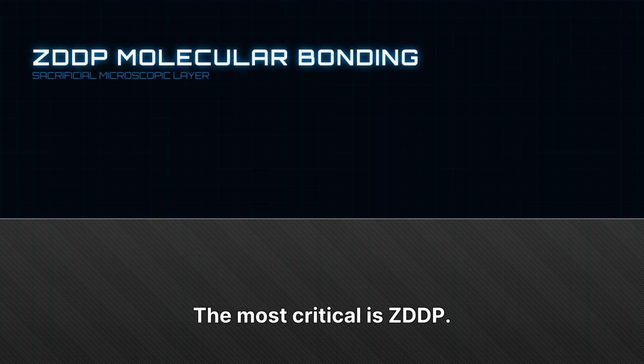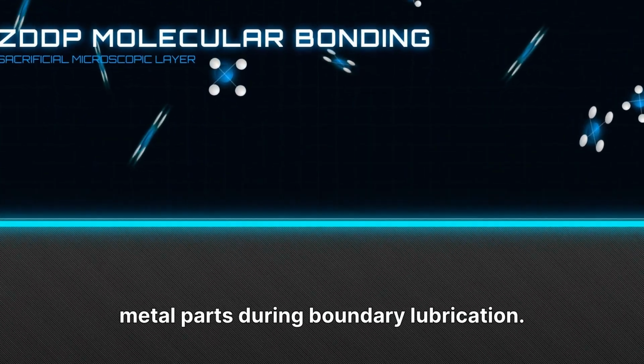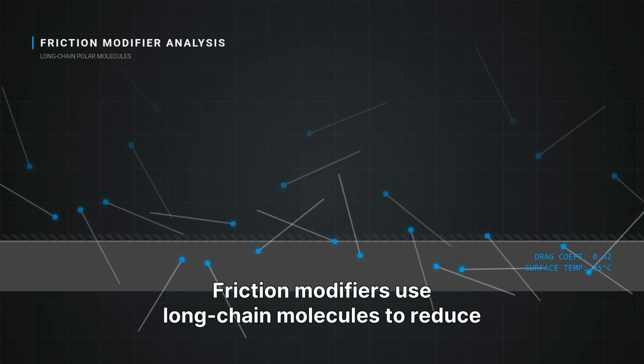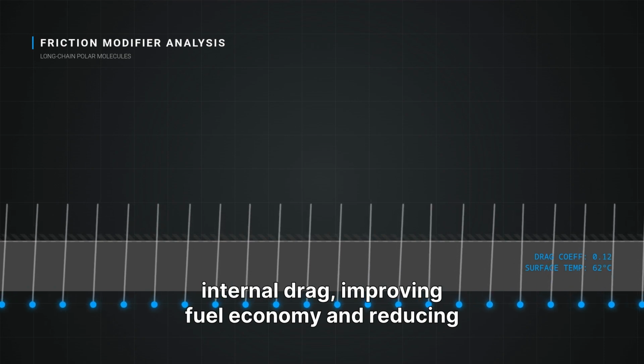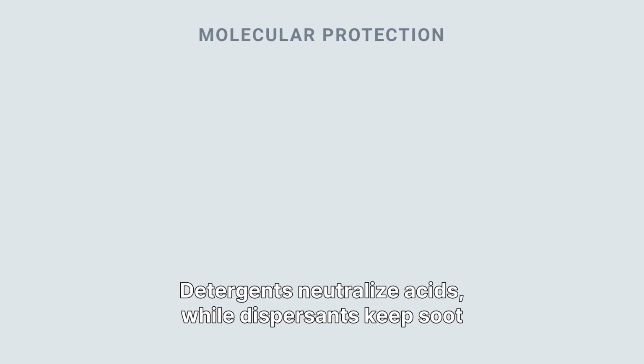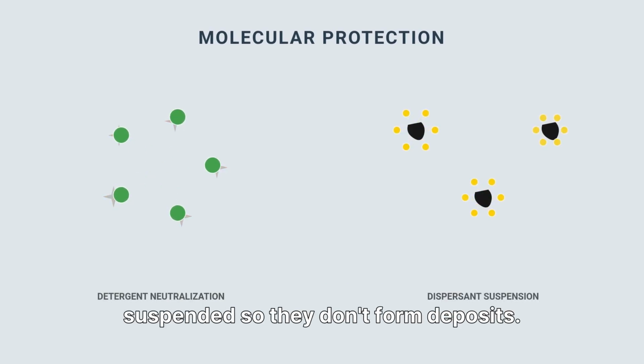The most critical is ZDDP. It forms a sacrificial microscopic layer on metal parts during boundary lubrication. Friction modifiers use long-chain molecules to reduce internal drag, improving fuel economy and reducing surface temperature. Detergents neutralize acids, while dispersants keep soot suspended so they don't form deposits.